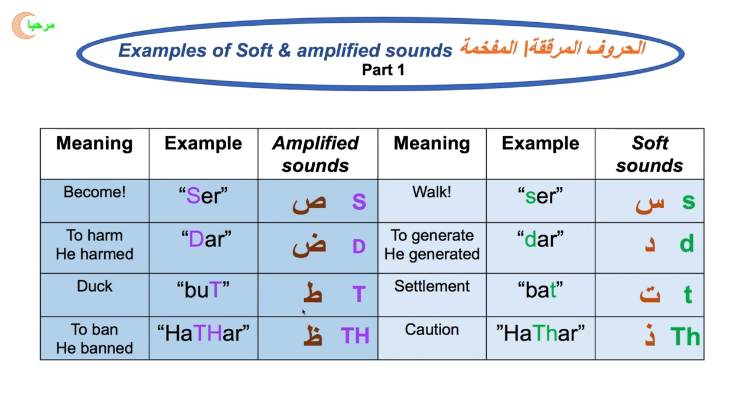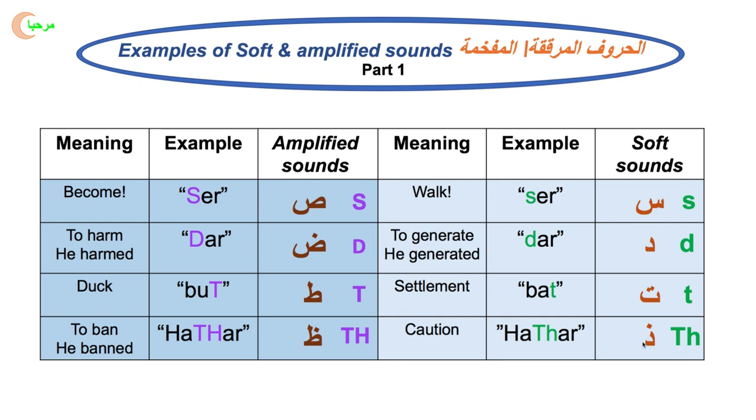So let's compare these two words. Bet, meaning settlement, and bot, meaning duck. Bet, bot. Bet, bot. Okay, you hear the difference? Bet, bot. So it's ba versus ba, and then ta versus ta.